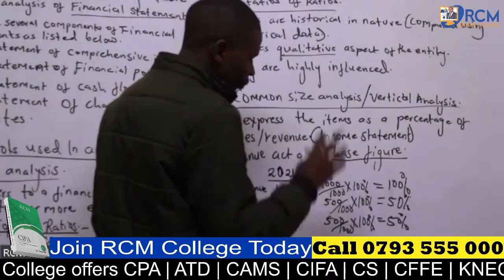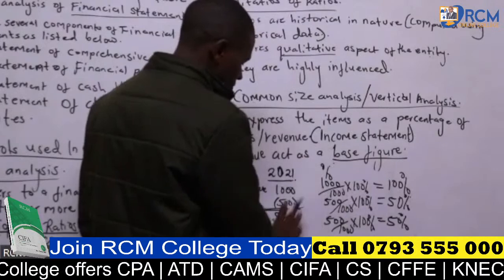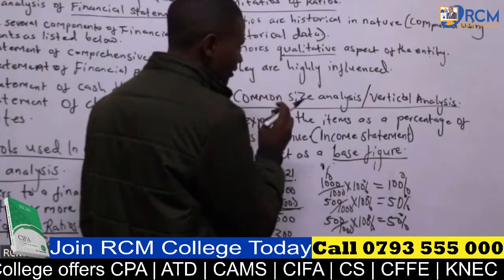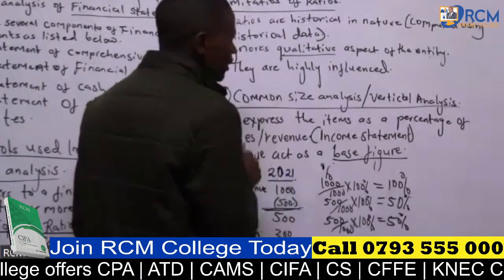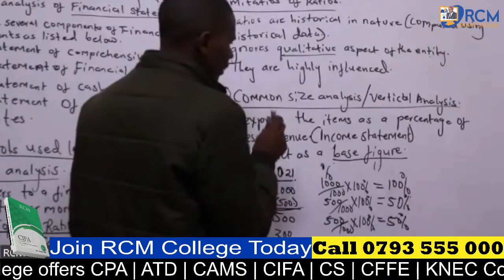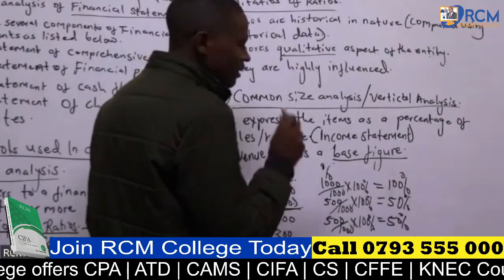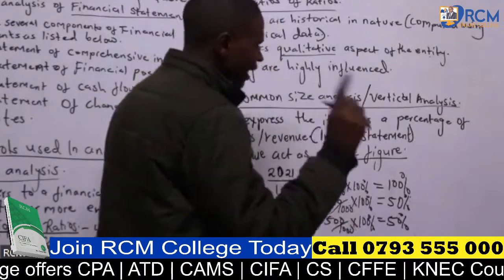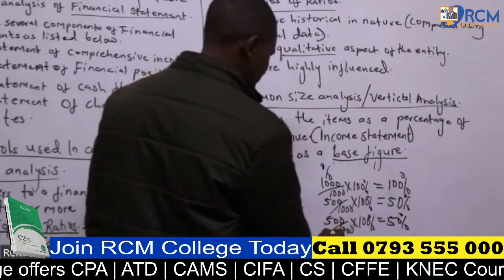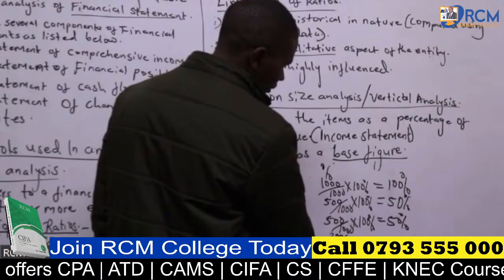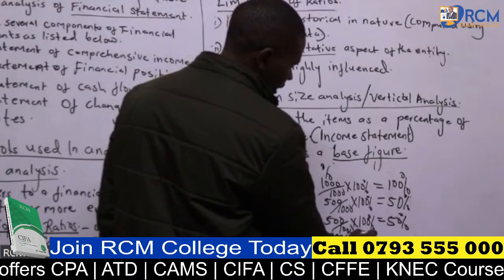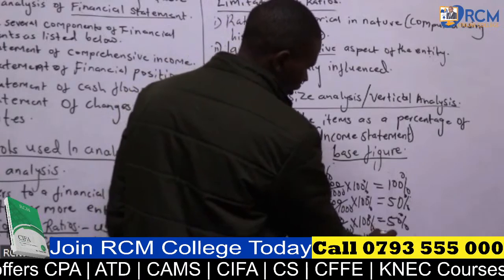Can you write somewhere down here, maybe below this, that under balance sheet, the common figure or the base figure is total asset. Just write in your own words. So this will be 200 divided by 1,000. Then you multiply by 100%, which will give me 20%.